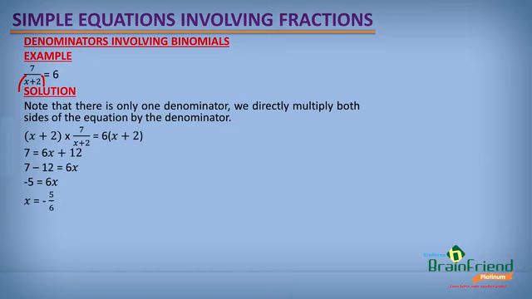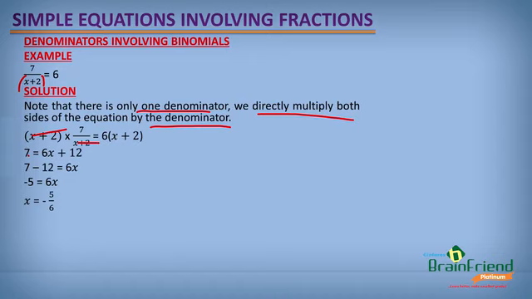Find the LCM and multiply each term on the left-hand side and on the right-hand side by the LCM. Note that there's only one denominator, so we directly multiply both sides of the equation by the denominator. So x plus 2 times 7 all over x plus 2 is equal to 6 times x plus 2. So x plus 2 cancels out x plus 2 and we are left with 7.